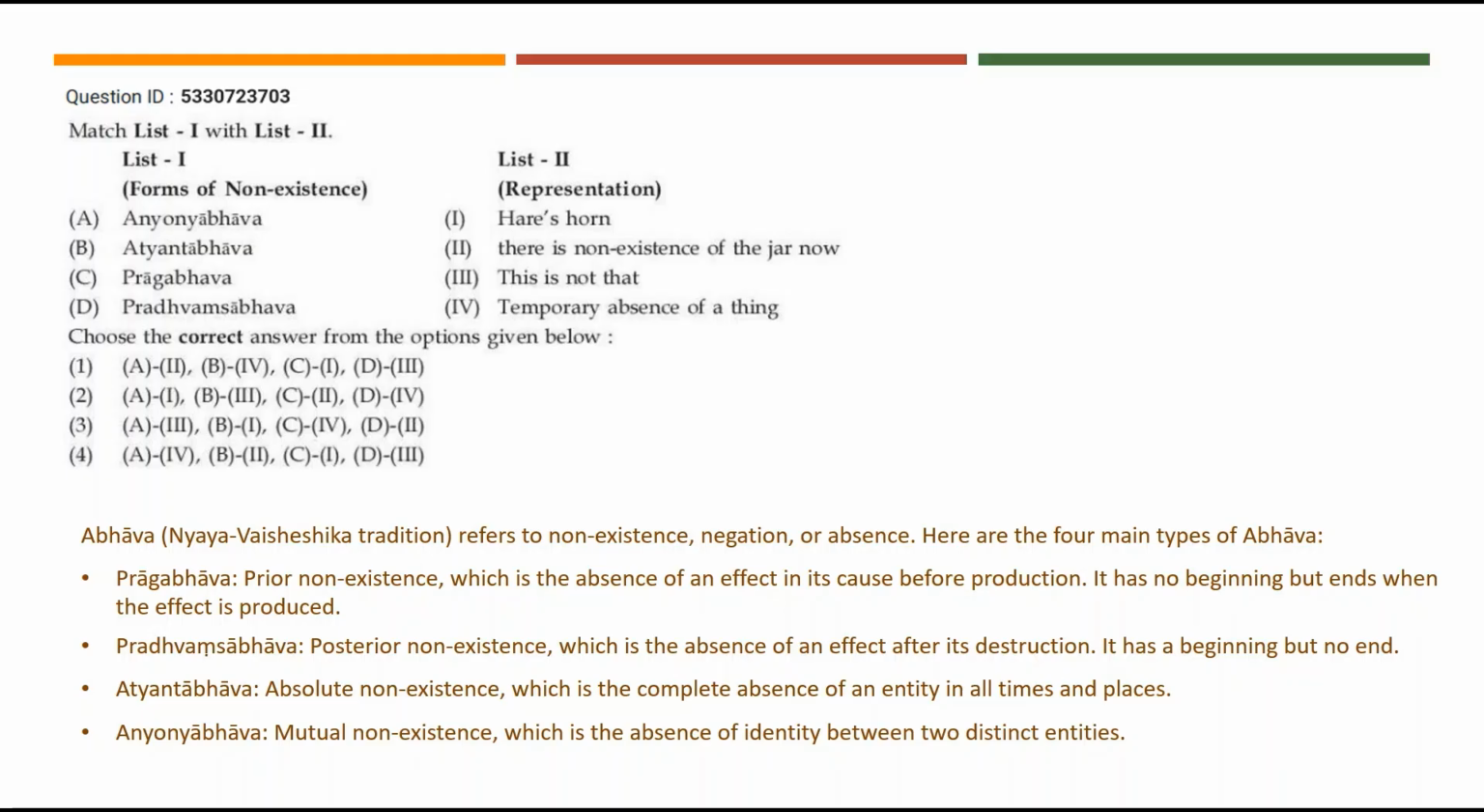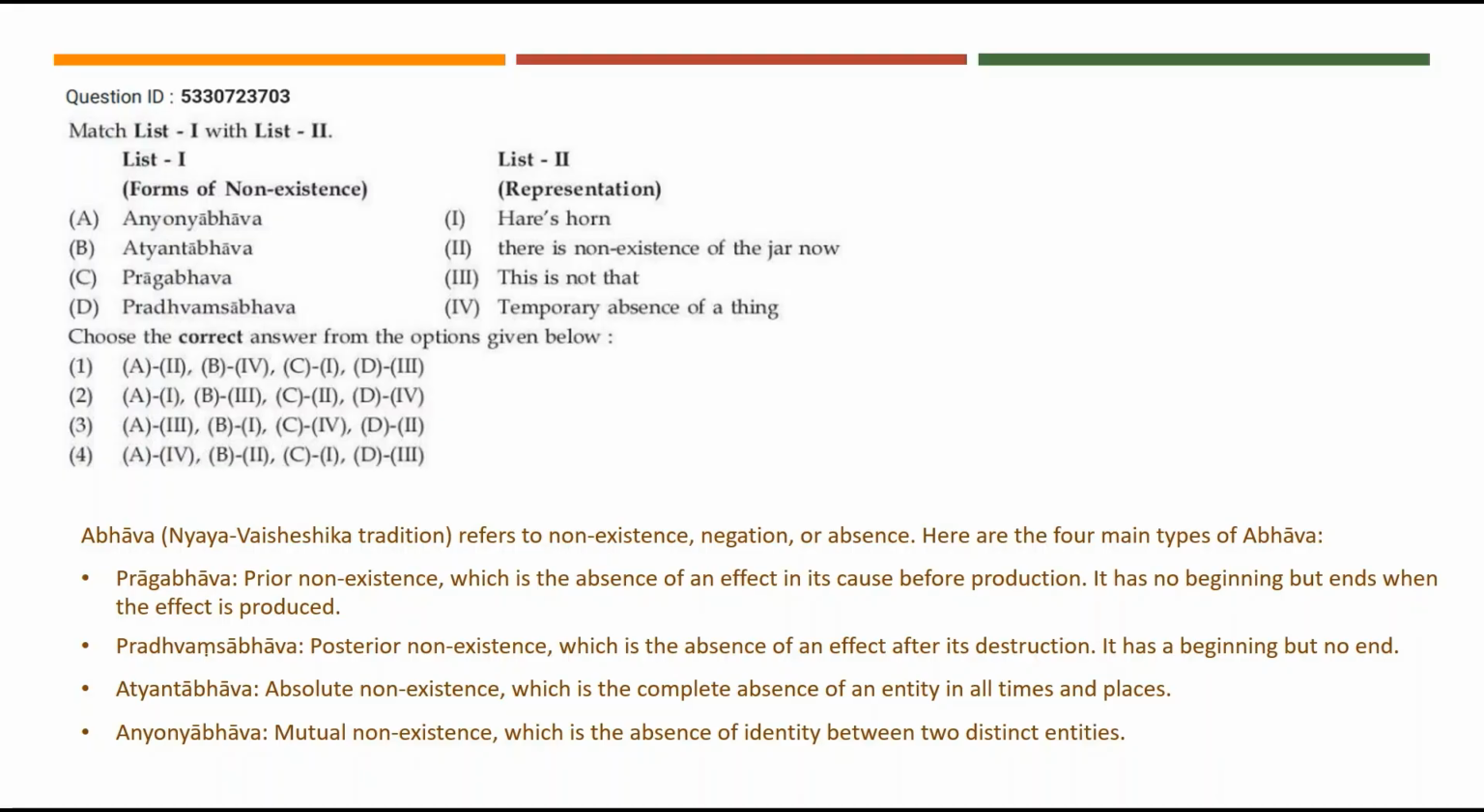Here are the 4 main types of abhava. The first one is pragabhava. This is prior non-existence. It is the absence of an effect in its cause before production. In other words, it has no beginning but ends when the effect is produced. What about pradvamsa bhava? It is posterior non-existence, the absence of an effect after its destruction. It has a beginning but no end.